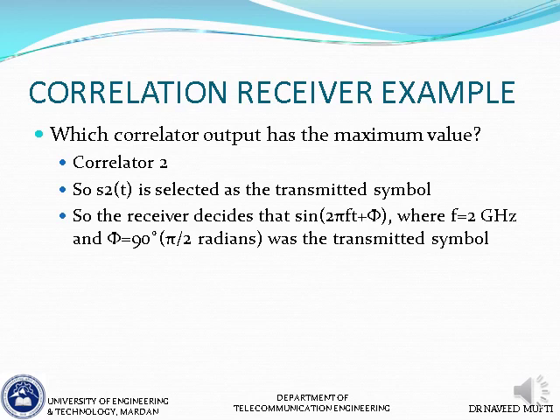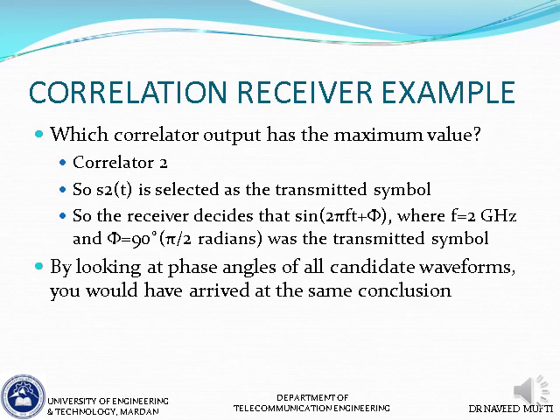So the receiver will decide that S2 of t was transmitted. So the receiver decides that this form of the carrier which was received, with frequency 2 gigahertz and the phase angle 90 degrees or pi by 2 radians, was the transmitted symbol. So anyways, by looking at the phase angles of all the candidate or prototype waveforms, you would have probably arrived at the same conclusion even before solving the integrals. But numerically that is how the receiver does it. So it performs a correlation and then it takes the decision, and that is very much in line with the principle of maximum likelihood that we discussed.